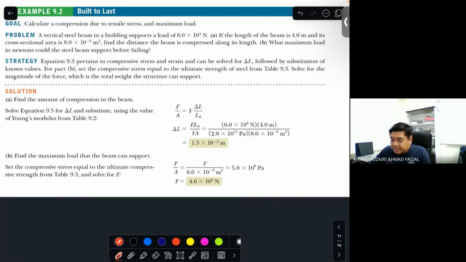Okay, so let's look at the examples first. A vertical steel beam in a building supports a load of 6 times 10 to the power of 4 newtons. So this should be your force. If the length of the beam is 4 meters and its cross-sectional area is given, this one should be your A. Find the distance the beam is compressed along its length. Try to imagine that.